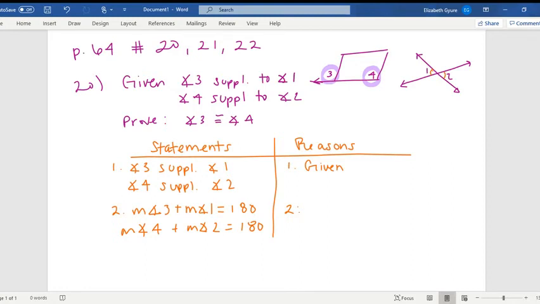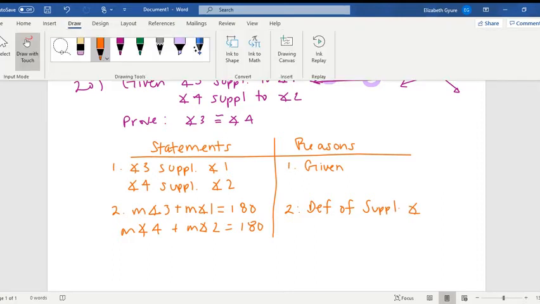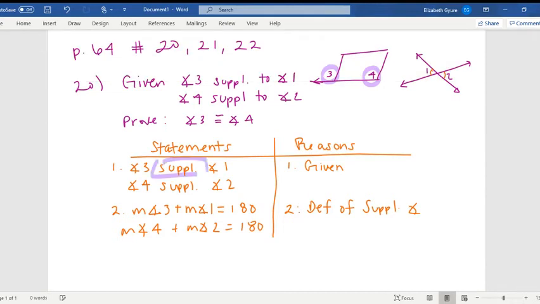And what would I say for my reason there? What would be an appropriate reason? Definition of supplementary angles. Remember, if I give you a vocab word, chances are you should then either use a definition or a theorem about it. Good.